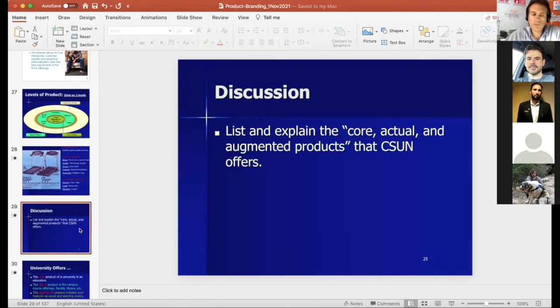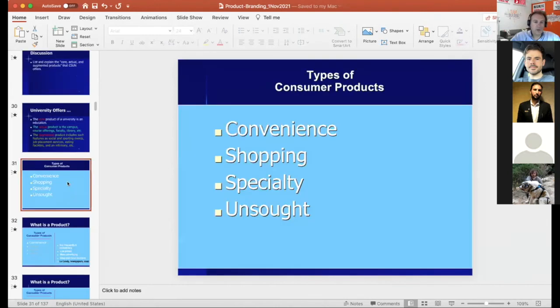The university will offer maybe some health and doctor and nursing help, some sports facilities, some food facilities, some connection with the bank to get some loans for doing things after and during. So all of these are the augmented. You don't go to university so that you can have access to the library or to the cafeteria. You go to the university first for the core, being the education, and then the actual being the different classes and degree, and then the cafeteria is augmented.